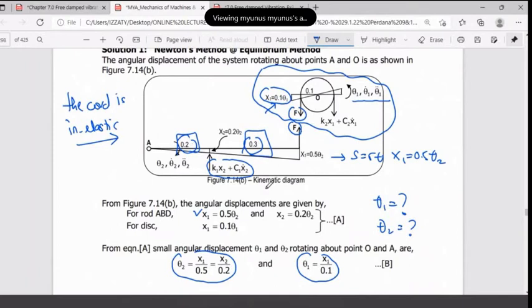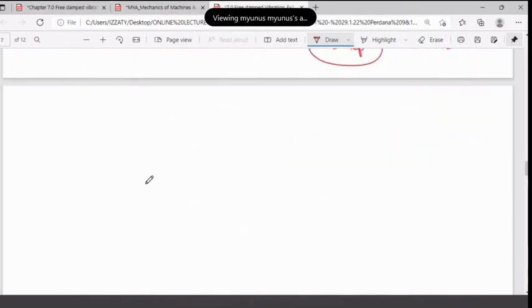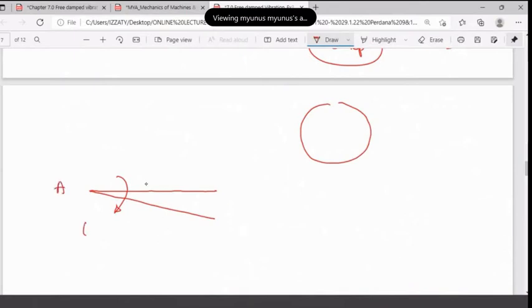0.2 and 0.3, so 0.5. If I draw here again, look at how I'm going to draw this one. It's not very difficult. One portion is for the rod. We try to ignore the other one and focus on one at a time. So this one is point A. Now you displace it by theta 2. You have theta 2 dot, theta 2 double dot.